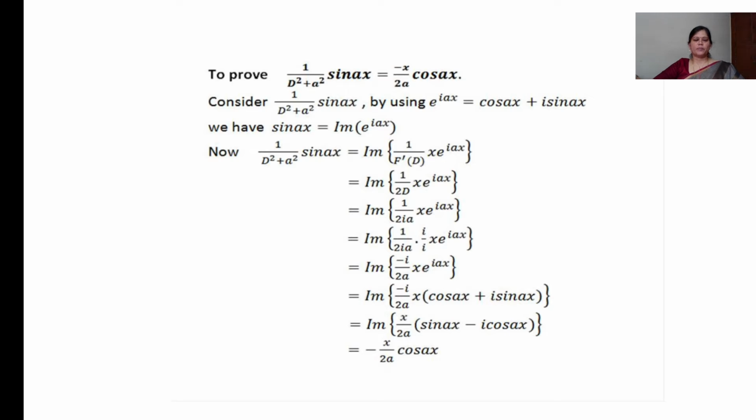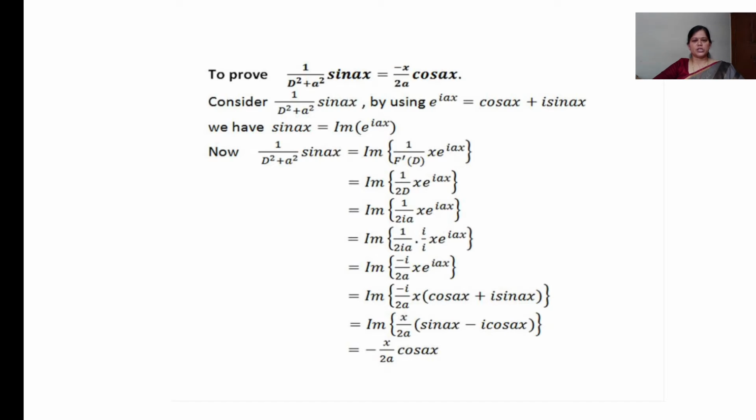1 over d square plus a square into sin ax is the imaginary part of 1 by f of d into x into e to the power iax. Again we are multiplying one x in the numerator, and in the denominator f dash of d we are taking, because if you replace d square by minus a square, the denominator is 0. That's why we are doing that step.